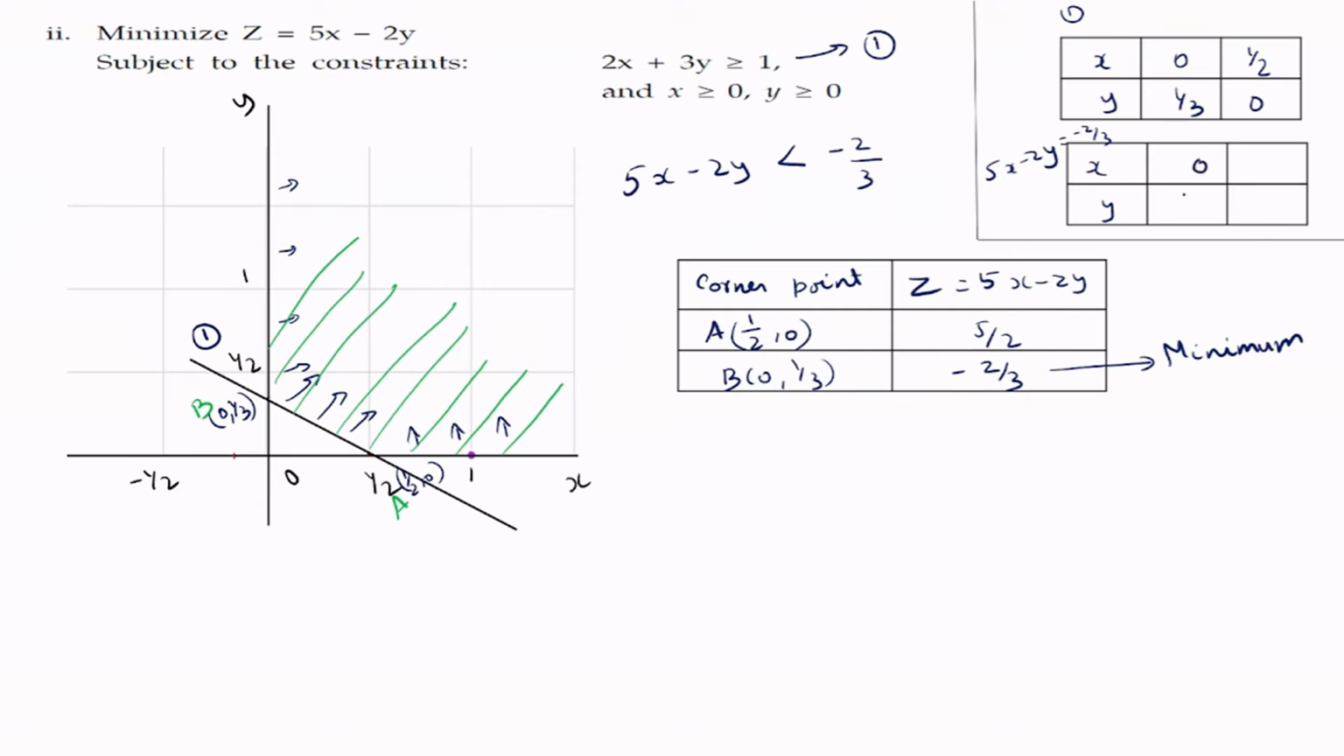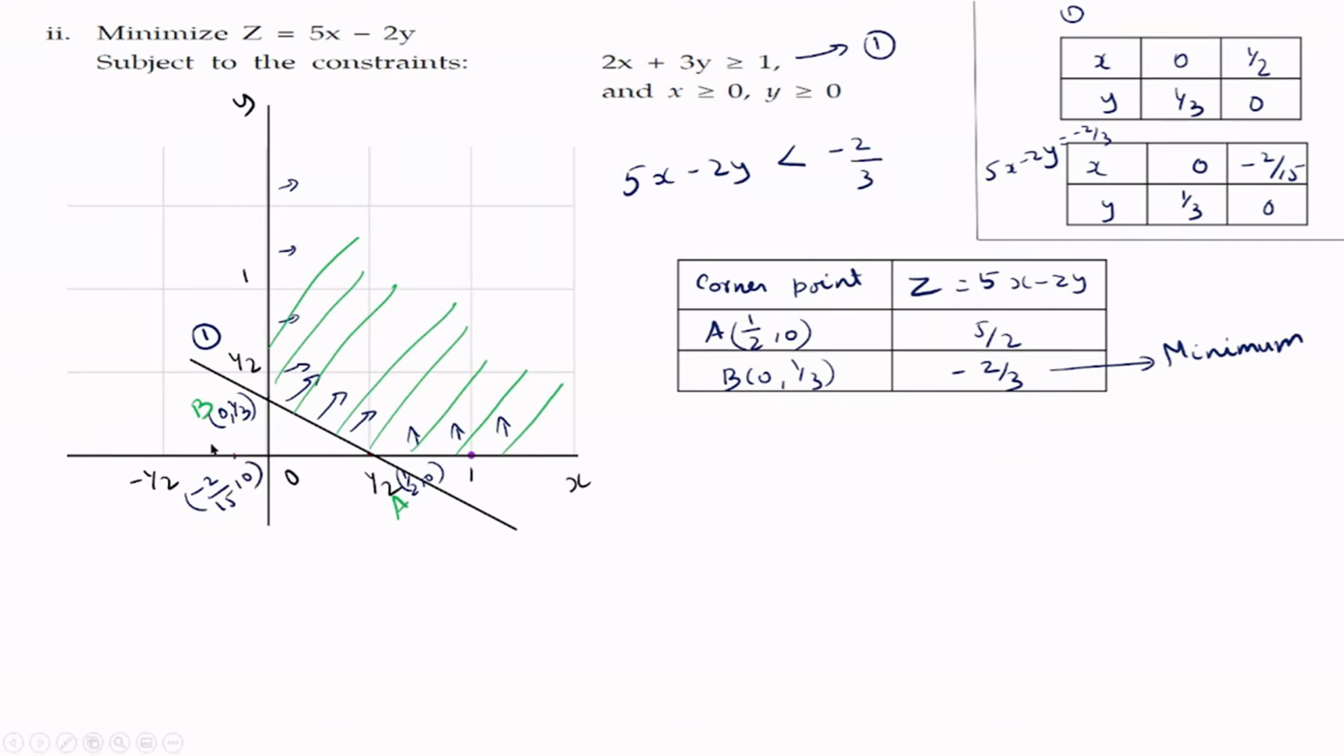When x is 0, y is 1 by 3, and when y is 0, x is minus 2 by 15. So we have 0 comma 1 by 3. So this is the point 0 comma 1 by 3. If this is 0 comma 1 by 3, then we have minus 2 by 15 comma 0. It is somewhere here, minus 2 by 15 comma 0.